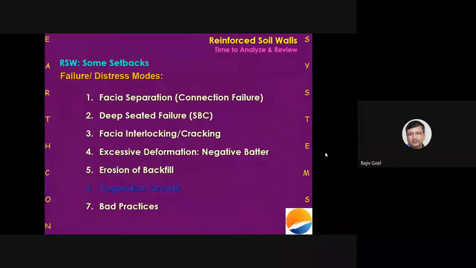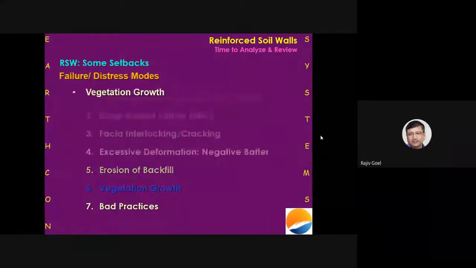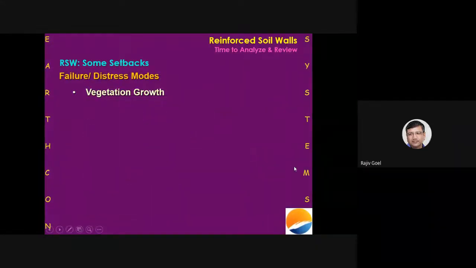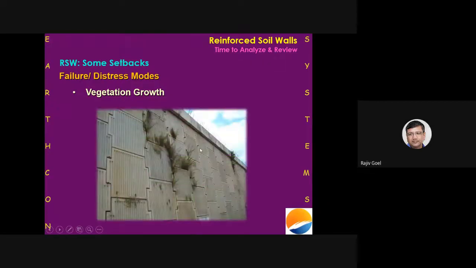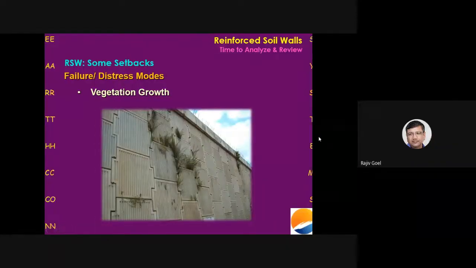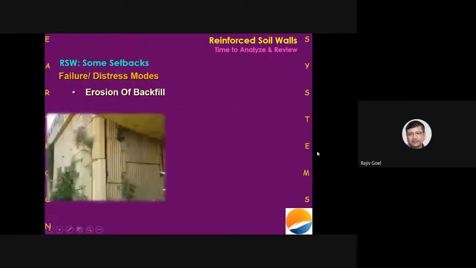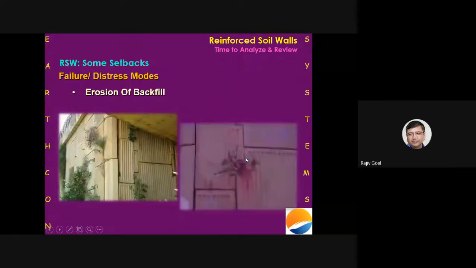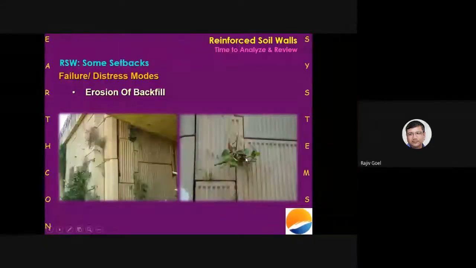Coming to vegetation growth, I think we have seen this kind of problem not only in rural areas but in cities as well, that we have a lot of shrubs and trees growing on our RE walls.